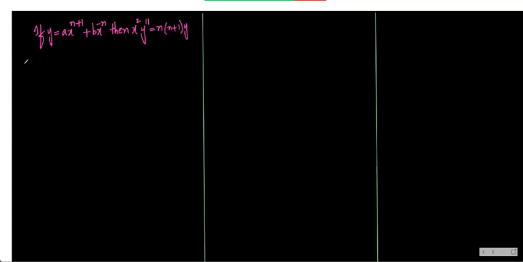Solution. Here our given value is y is equal to a x power n plus 1 plus b x power minus n. Equation number 1. Double dash मतलब second derivative है. Now differentiate equation number 1 WRT, stands for with respect to x.